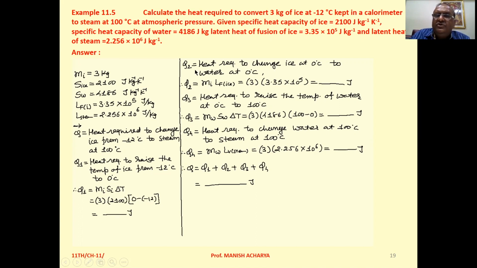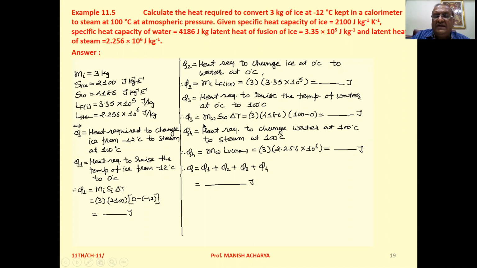Then suppose Q2, that is the heat required to change the ice at 0 degrees Celsius to water at 0 degrees Celsius, means to change the state. So Q2 is mass of ice and latent heat of fusion for ice: 3 into 3.35 into 10 raised to 5, this much joule. Then suppose Q3, that is the heat required to raise the temperature of water at 0 degrees Celsius to 100 degrees Celsius.